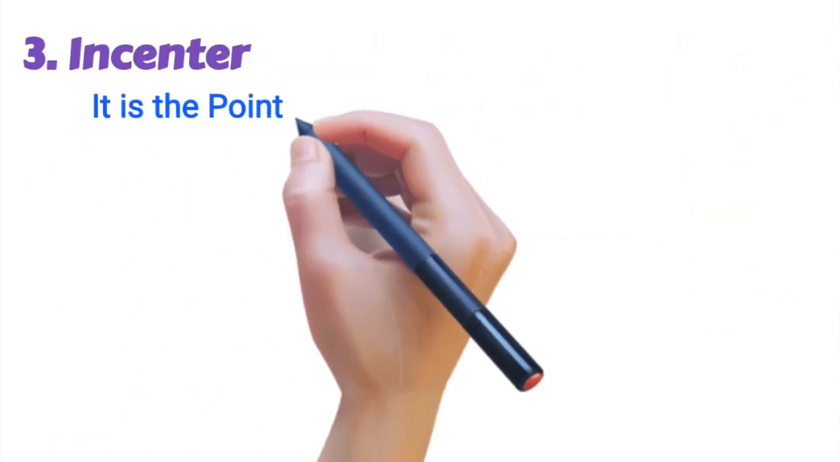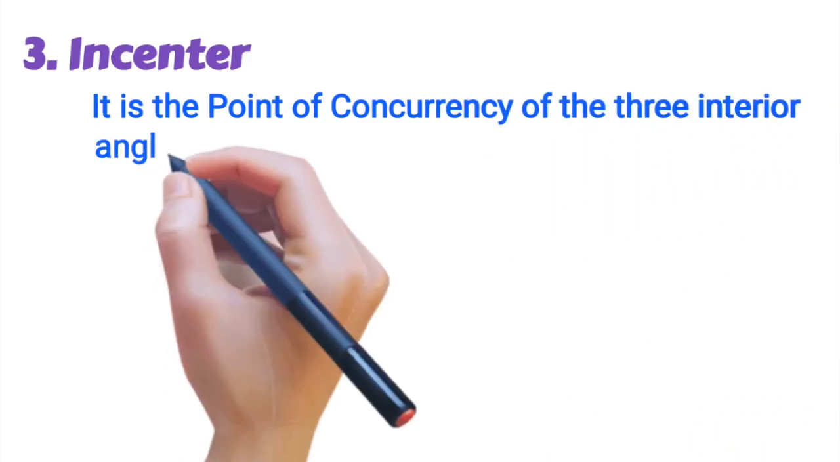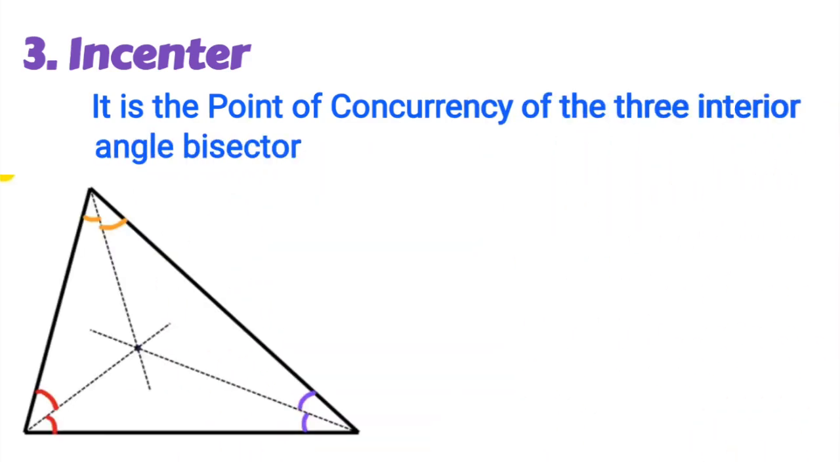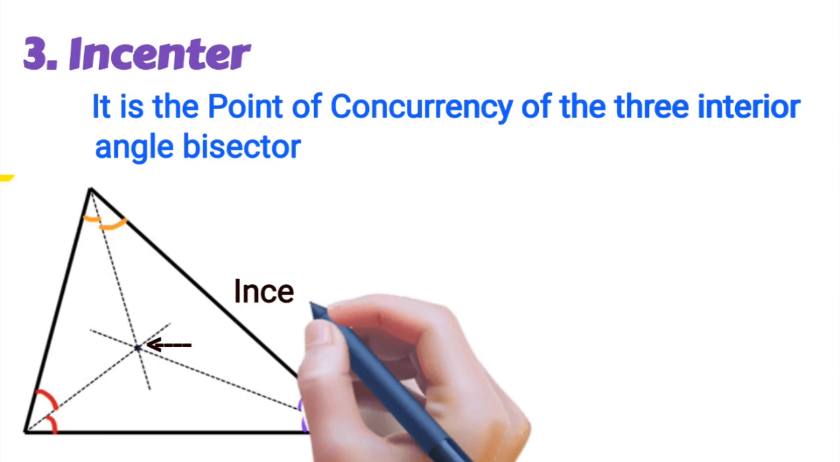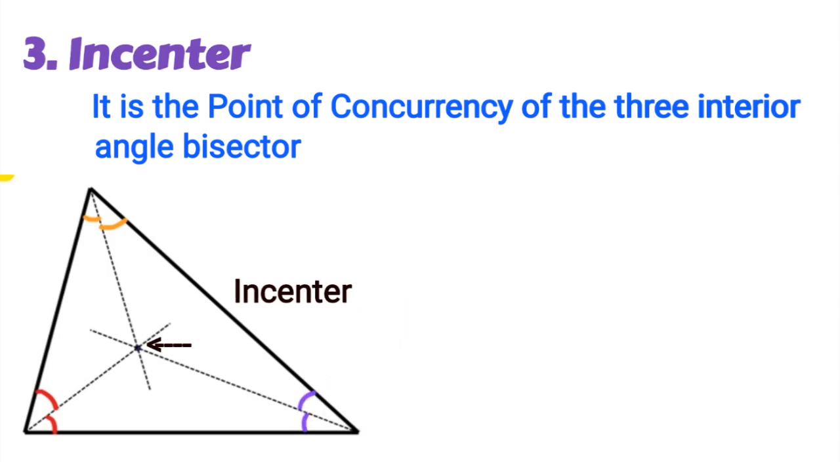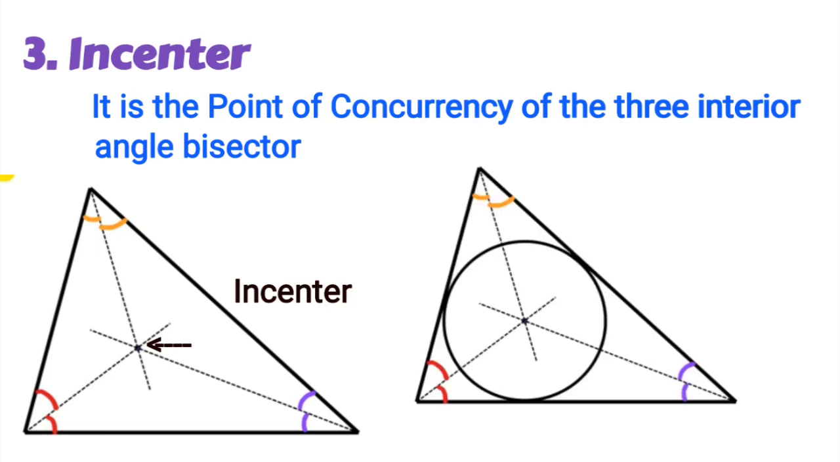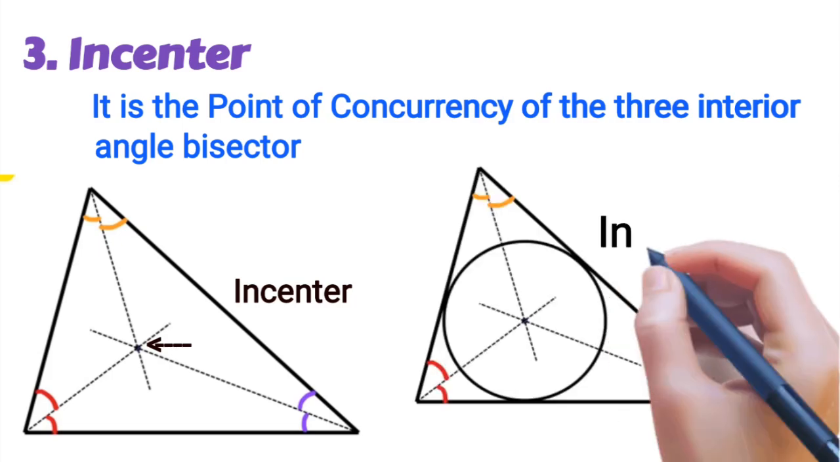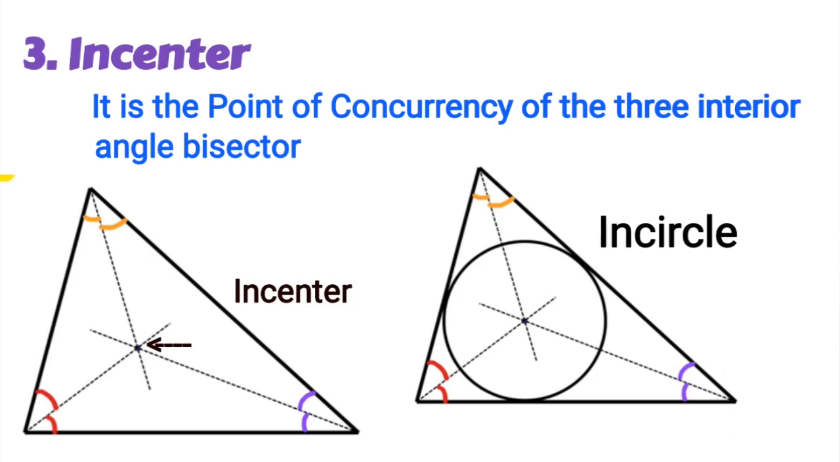Third, incenter. It is the point of concurrency of the 3 interior angle bisectors. Which means if you draw a line from each corner that splits the angle into 2 equal parts, these are called angle bisectors. They all meet at one point. That point is called the incenter. The incenter is the center of the special circle, which is called the incircle. It fits perfectly inside the triangle and touches all the 3 sides.